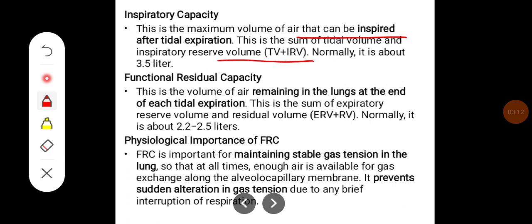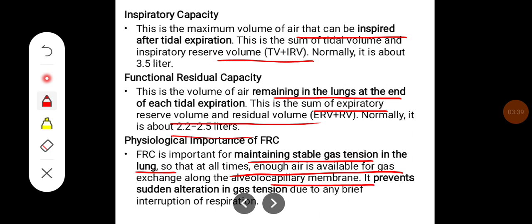Functional residual capacity is the volume of air remaining in the lungs at the end of each tidal expiration. This is the sum of expiratory reserve volume and residual volume. Normally it is about 2.2 to 2.5 liters. It is important because it helps in the maintenance of stable gas tension in the lung, so that at all times enough air is available for gas exchange along the alveolar capillary membrane. It prevents sudden alteration in gas tension due to any brief interruption in respiration.